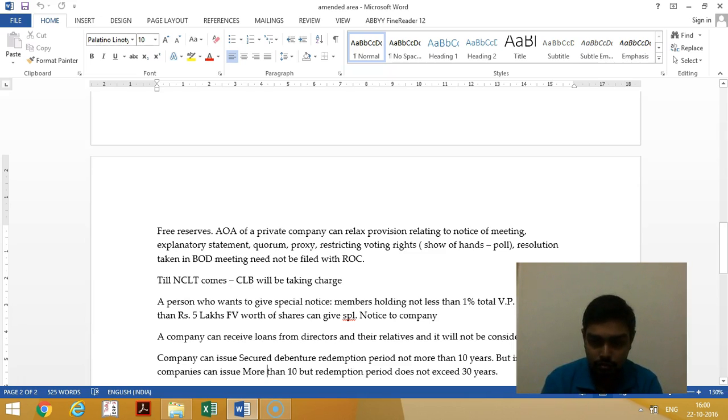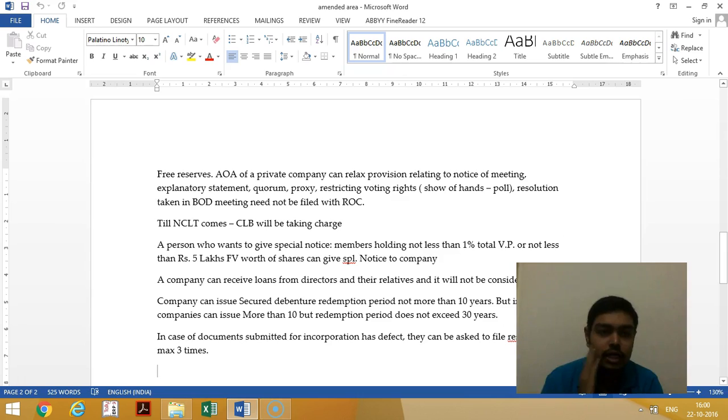Then the articles of association of a private limited company can relax the provisions relating to meetings. The 21 days notice and all that can be reduced by the articles of association. Then explanatory statement: it is not mandatory for a private limited company to send an explanatory statement when sending the special notice, and if it's required by the articles of association, then they have to send. So it's all given to the articles of association.